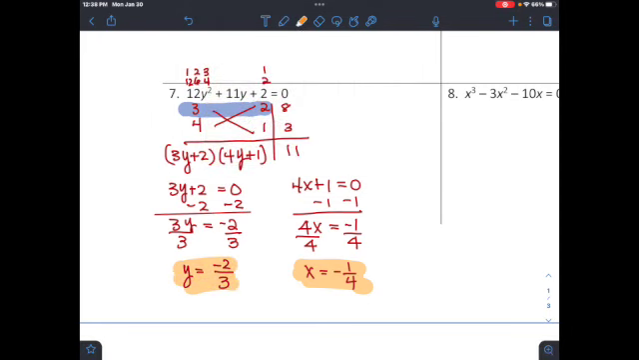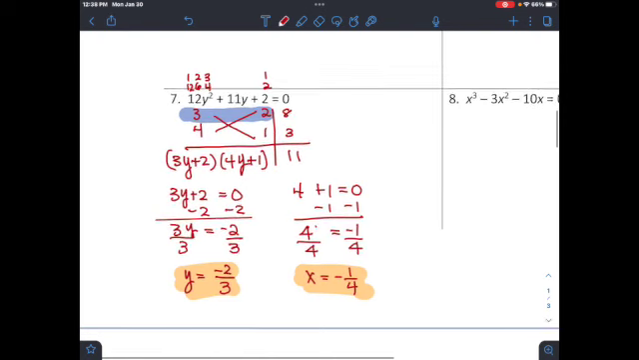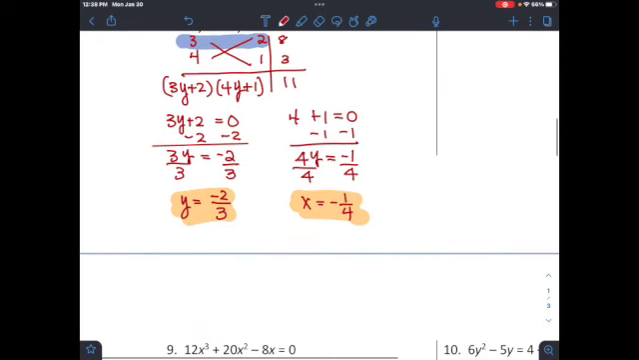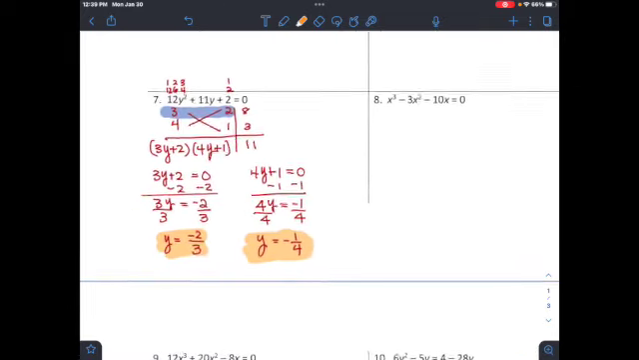And then the next one should be y right here also. And that is going to be 4y plus 1 equals 0, and minus 1 on both sides. And then divide by 4. Your y, the second one, is going to be equal to -1/4. And that's how you do number 7.